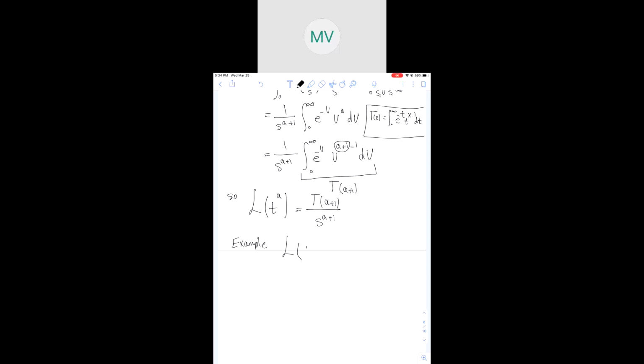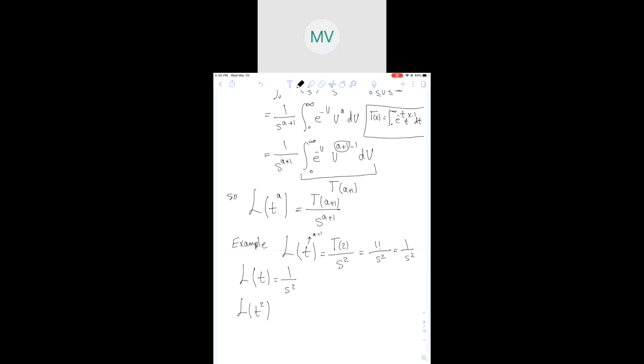For example, let's do the simplest one. Laplace of t to the first is going to be gamma of 2 over s squared. Remember, in this case, a is 1, so a plus 1 is 2. And gamma of 2 simply is 1 factorial over s squared, which is 1 over s squared. So Laplace of t is 1 over s squared.